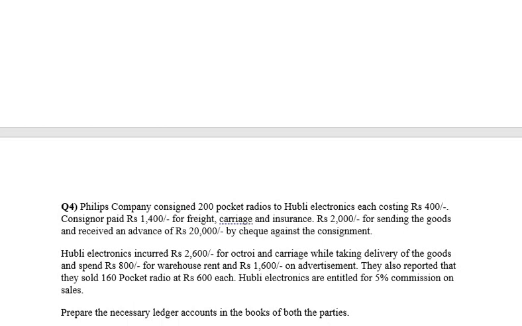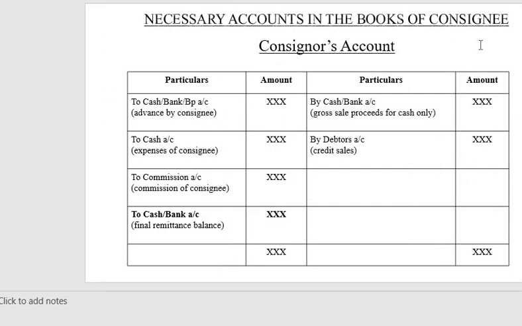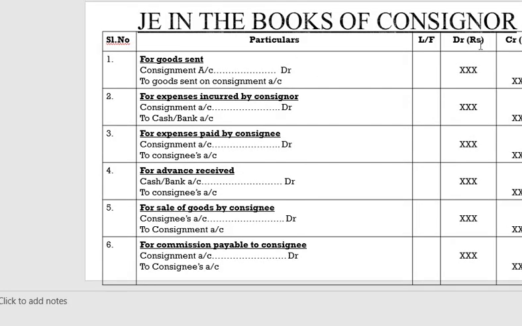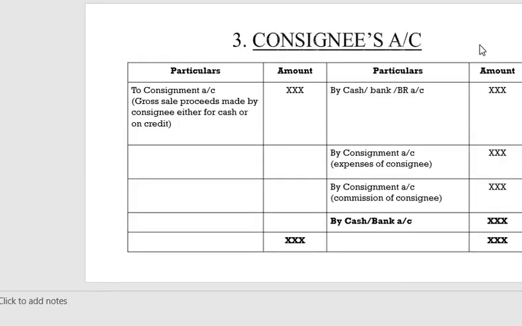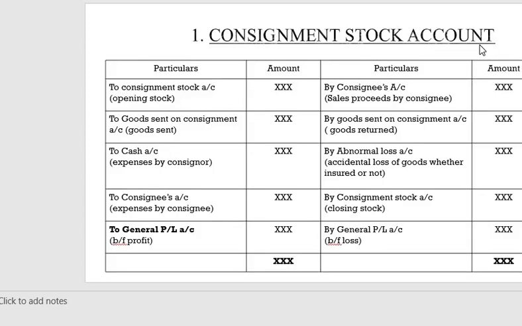Now, do you remember what we have learnt in the previous class, that is, journal entries in the books of consignor as well as consignee. Just take off those journal entries. And also remember these accounts that we had learnt, the accounts to be prepared in the books of consignor and consignee.